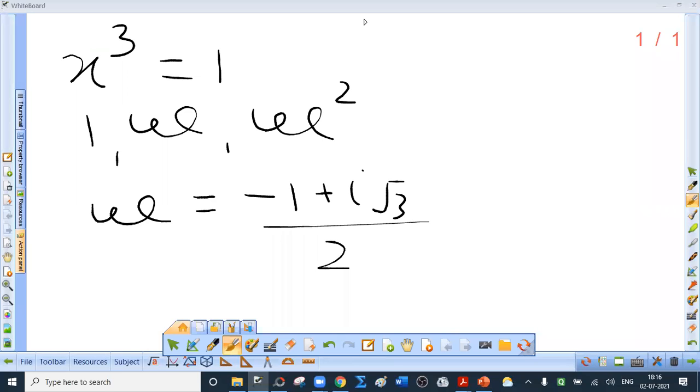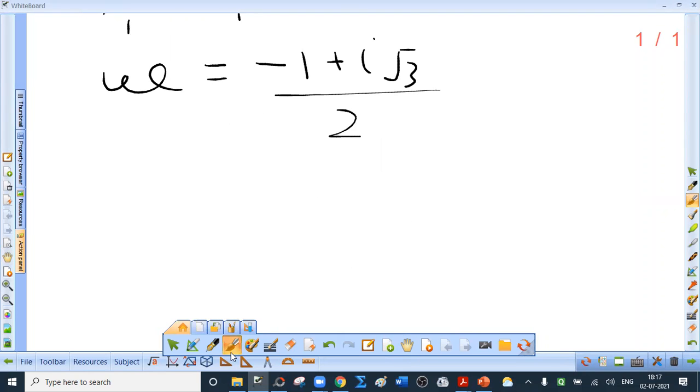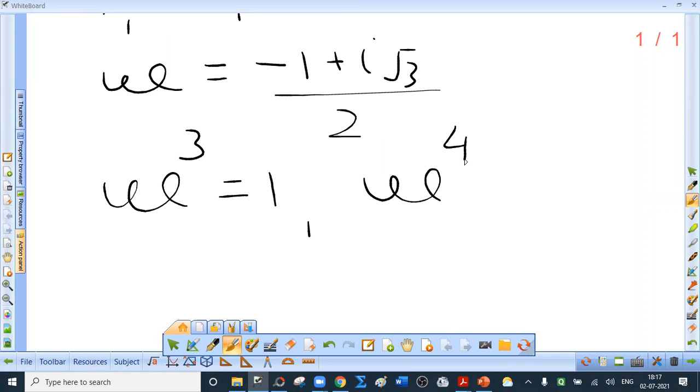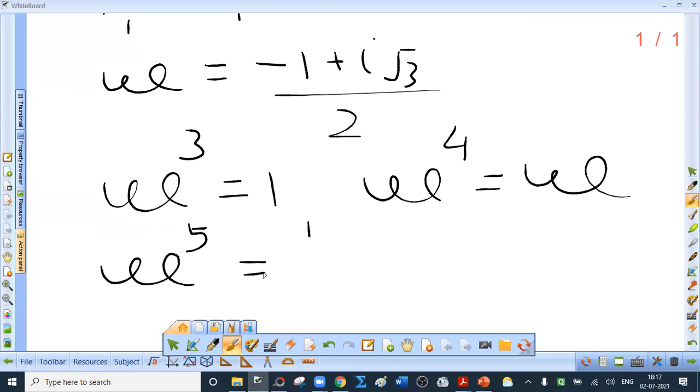Okay, so we say that the roots are 1, omega, omega square. Now what is the relation between them? Omega cube is 1. This is an important relation. Now from this we can find omega raised to 4. How? It is omega cube, which is 1, into omega, that is omega. What will be omega raised to 5? It is omega cube, which is 1, into omega square. So finally it is omega square.